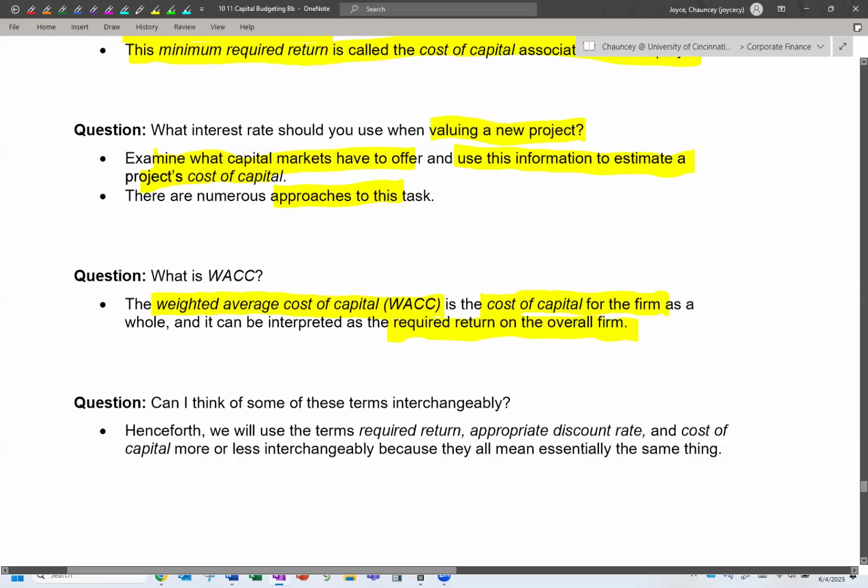Can I think of these terms interchangeably? Required return, appropriate discount rate, cost of capital? Yeah, more or less. You can use those interchangeably. They essentially mean the same thing.